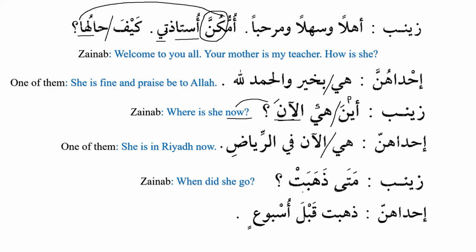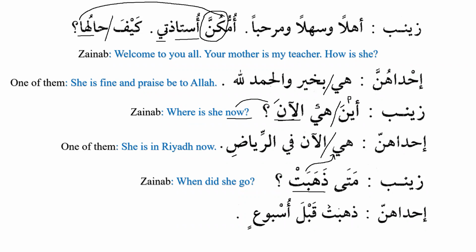And now we know that dhahabat is the verb that is used for the singular feminine and it refers to hiya. So one of them says hiya alana fi Riyadi, and then Zainab says mata dhahabat, when did she go? So dhahabat refers to hiya. Ihdahunna, one of them: Dhahabat qabla usbu'in. She went a week ago.